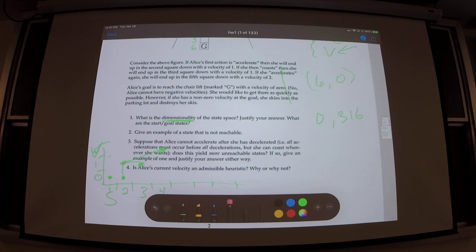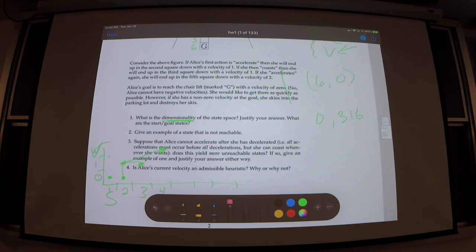Yes. I kind of had the idea that if you decelerated, now I'm thinking about it again, I understand, but I had the idea if you decelerated 2, you would be 3 with a velocity of 0. If you decelerate when? You're on 2 and you have a velocity of 1. I thought if you decelerate, you end up at 3, 0. I just kind of had the idea because if you arrive at goal with 1, she would ski into the parking lot.